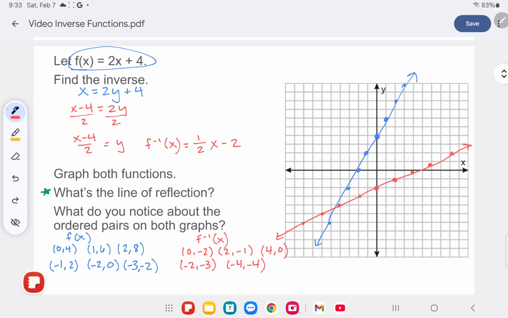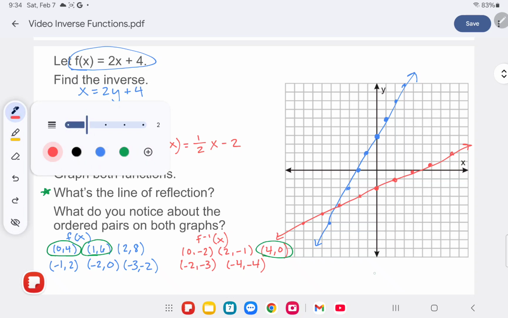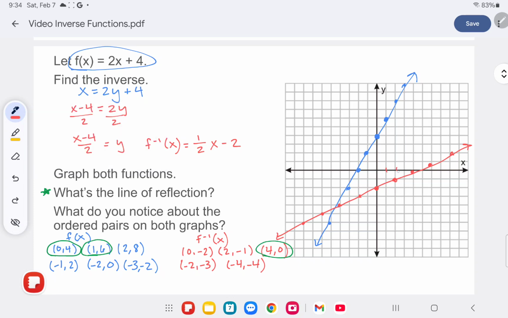All right, and what I want you to notice about these is that if the point 0, 4 was on the original function, the point 4, 0 was on the inverse function. If the point 1, 6 was on the original, oops, I didn't write that one on here, but let's look at our red graph. I have the point 1, 2, 3, 4, 5, 6, 6, 1 was right there. 2, 8, I did not find 8, 2, but you can see that 8, 2 is on this one.